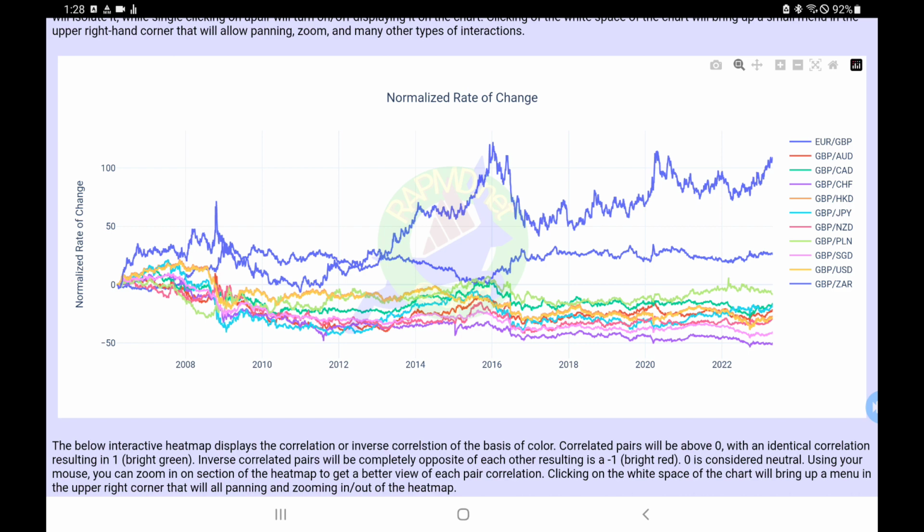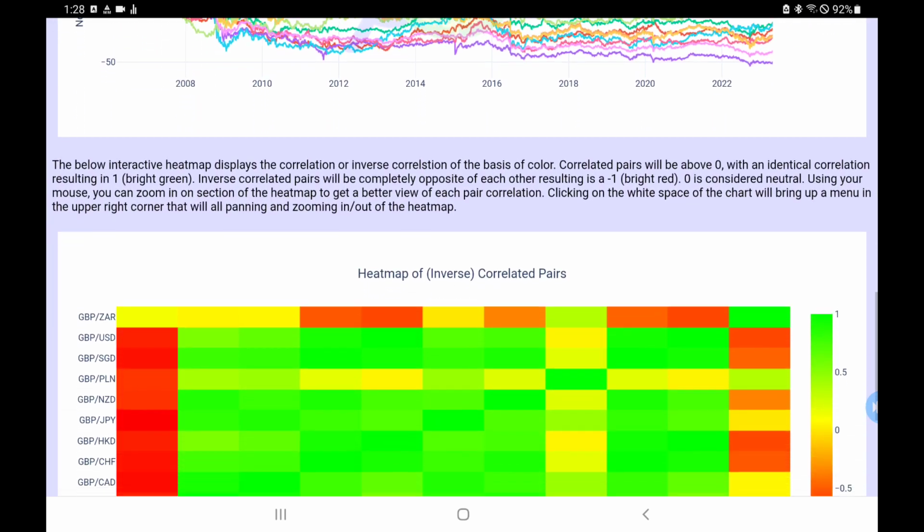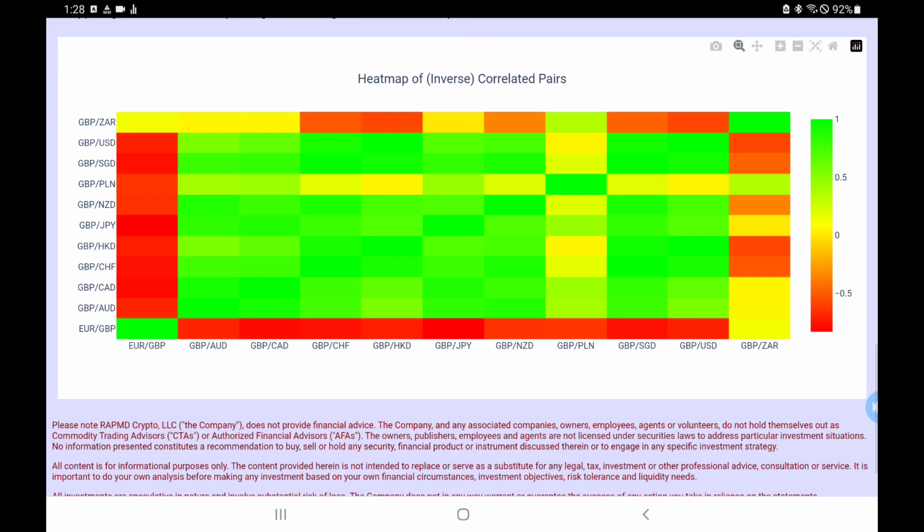And the second chart is an actual heat map, where one is the most correlated. That means that the asset moves in the same direction at the same time. So if the price goes up on one asset, then the second asset will also go up. And we will demonstrate that. But first, let's look at this table.